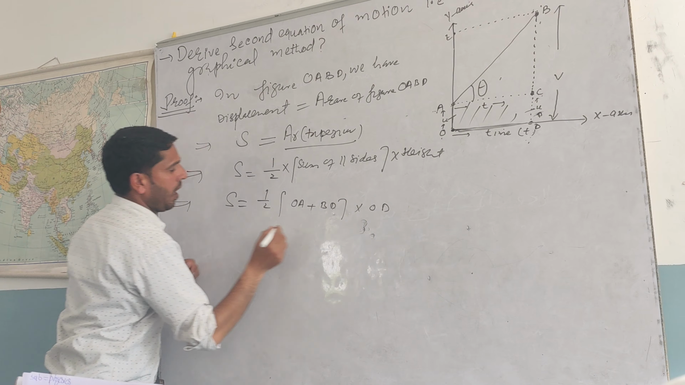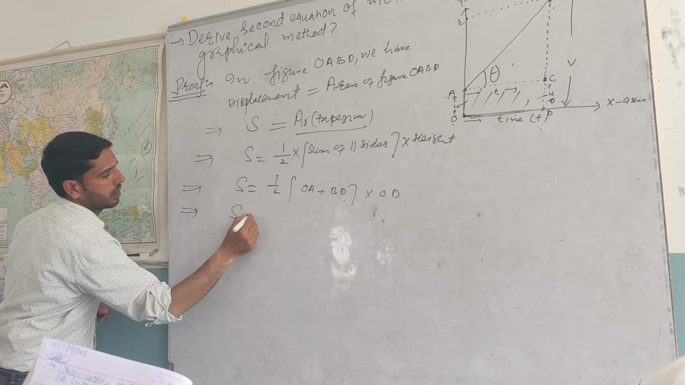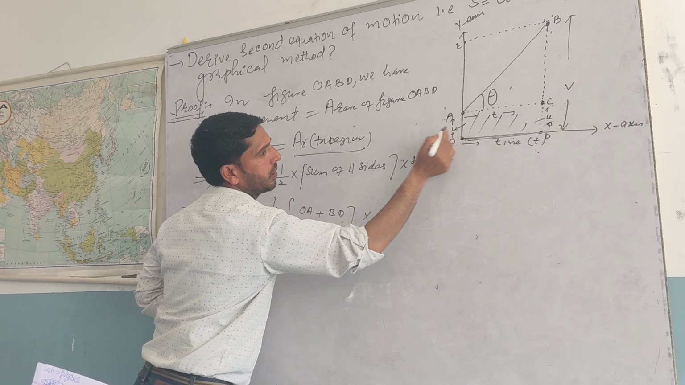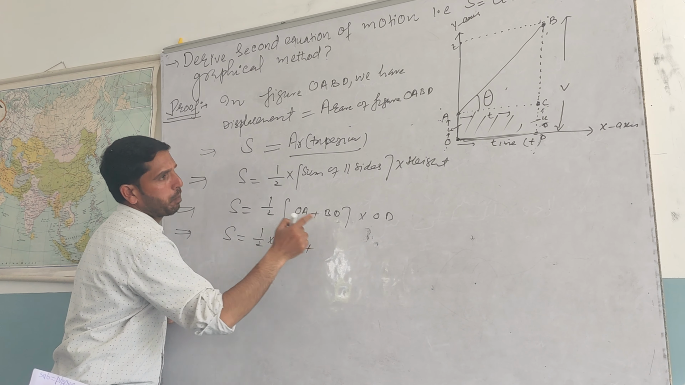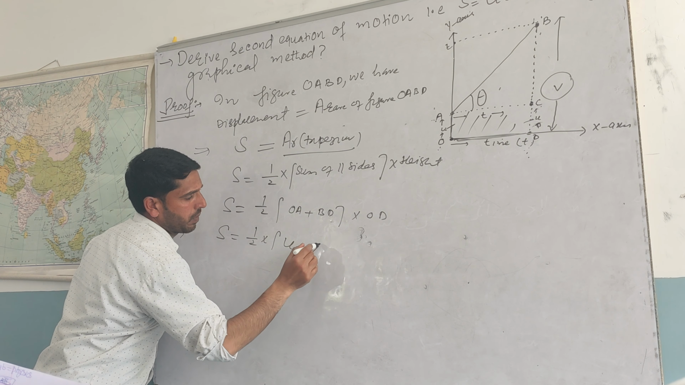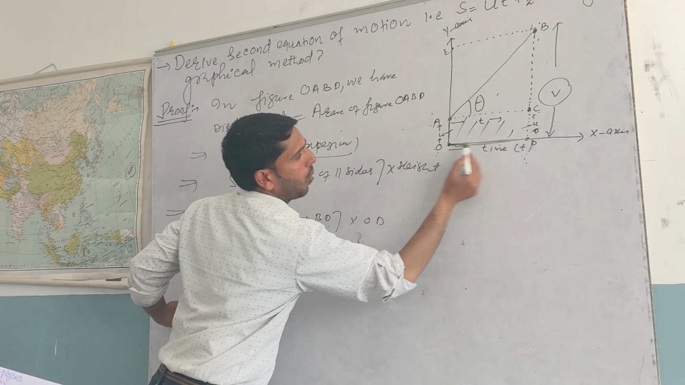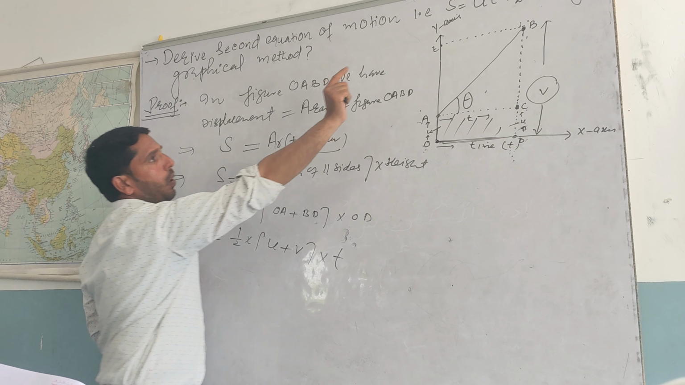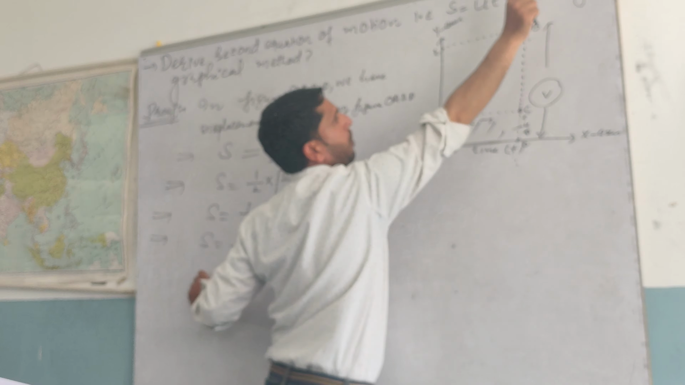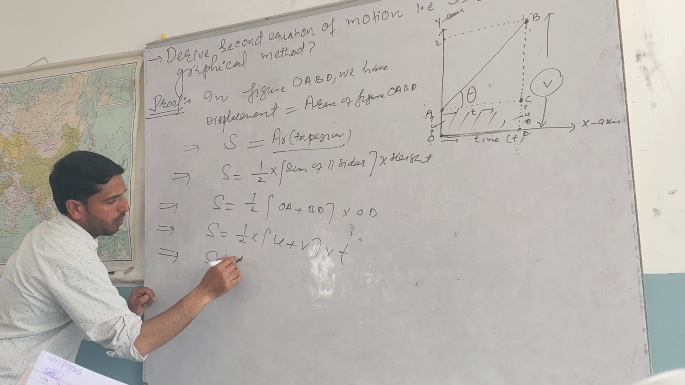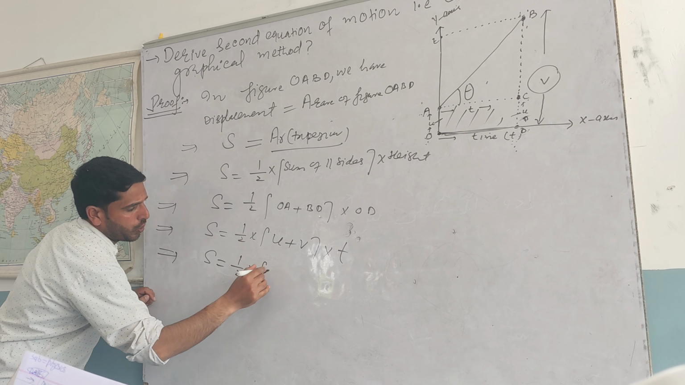Now use the terms: 1/2 as it is, into. What is OA? u. So here will be u. BD, from B to D, is v, into OD, which is t. Is it clear? Yes. Actually, I have to find S = ut + 1/2 at². So I may write here S as it is, 1/2 as it is, into u as it is.